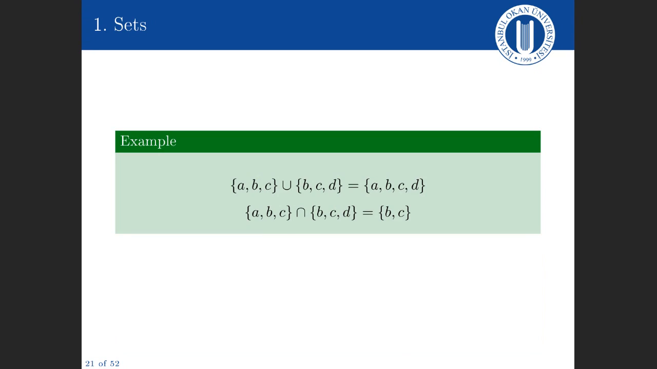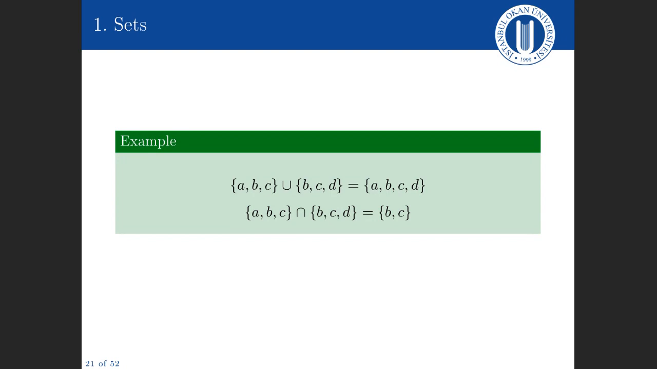For example, the union of the set containing A, B, and C and the set containing B, C, and D. We need every element on the left to be in the set on the right. We need A to be here, we need B to be here, we need C to be here, we need D, we need C, and we need D. So we must have A, B, C, and D.